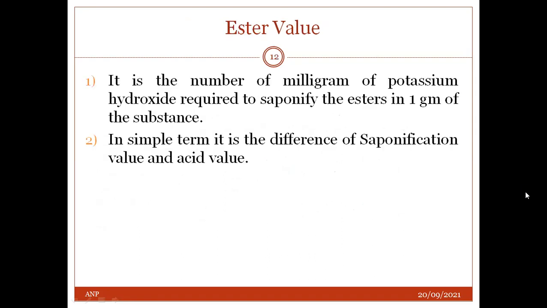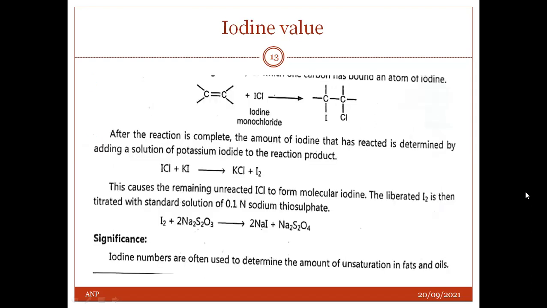The next analytical constant is the ester value. Very simple. It is the number of milligrams of potassium hydroxide required to saponify the esters in 1 gram of the substance. Or in simple terms, the ester value is nothing but the difference between the saponification value and the acid value. Ester value is equal to saponification value minus acid value.